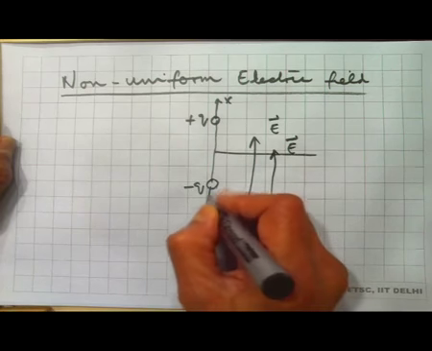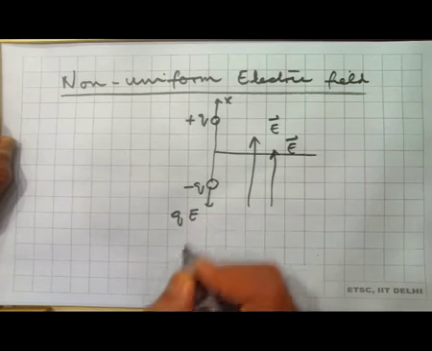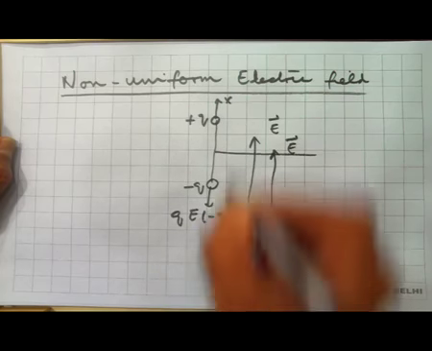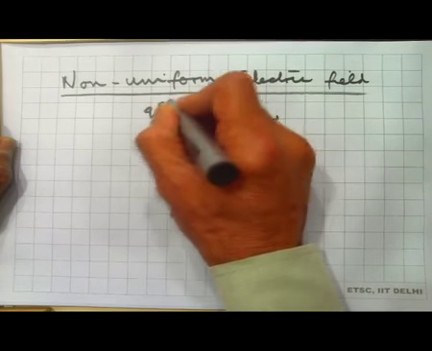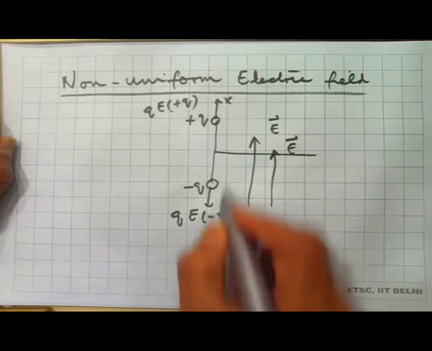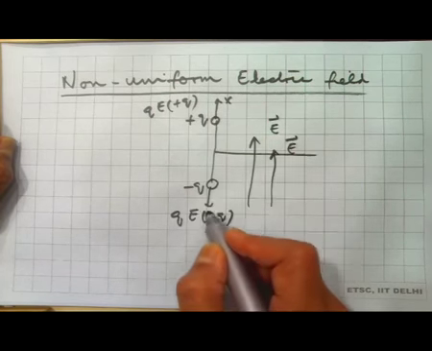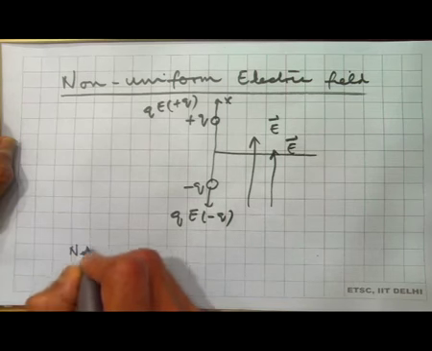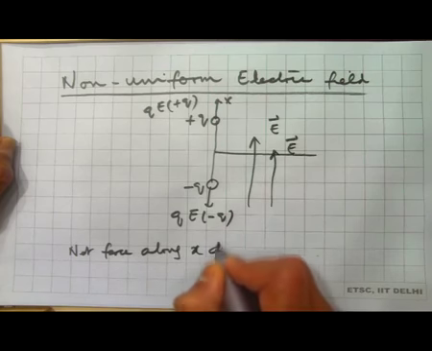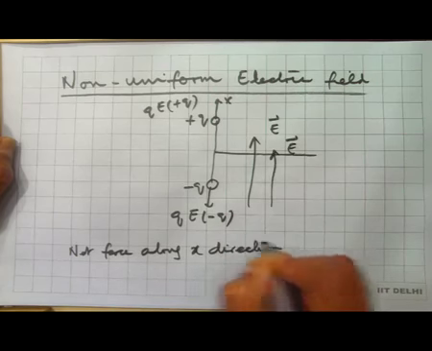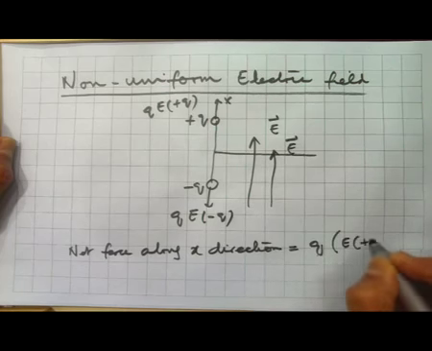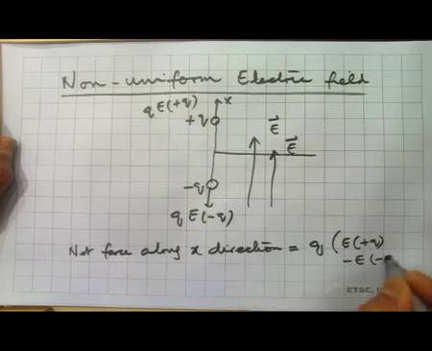Now, what is going to happen? There will be a force qE on this charge. Let me call E at minus q, and this is q times E at plus q. So, this force is along the x direction, this force is along the minus x direction. So, the net force along the x direction is equal to q times E at plus q minus E at minus q.